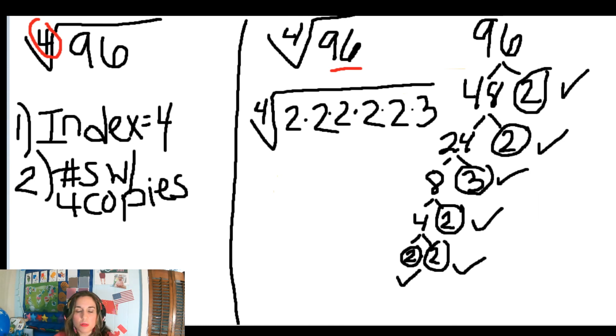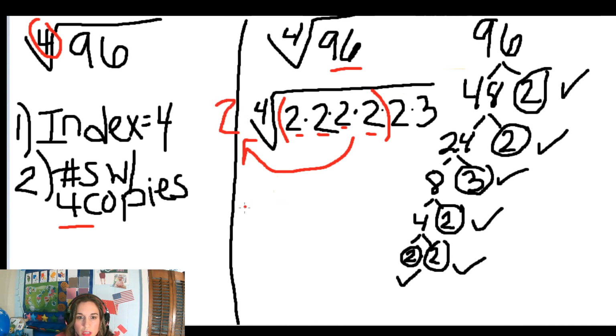So what was I trying to do? Oh yeah, I was simplifying this, which means that I had an index of 4, so I wanted numbers that had 4 copies. Well, I definitely have 4 copies of 2, so let me count them off. 1, 2, 3, 4. Remember those 4 copies on the inside just translate simply to 1 copy on the outside. So I bring my 2 out.